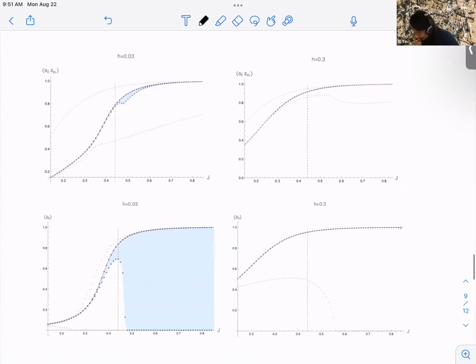Okay, so here I'm showing you the plot again at non-zero magnetic field as a function of J. This is at a small magnetic field versus a moderate, large magnetic field, let's say, for both the nearest spin correlator as well as the single spin correlator. The second is a probe of magnetization. In this case, not a spontaneous magnetization because I've already turned on the magnetic field.